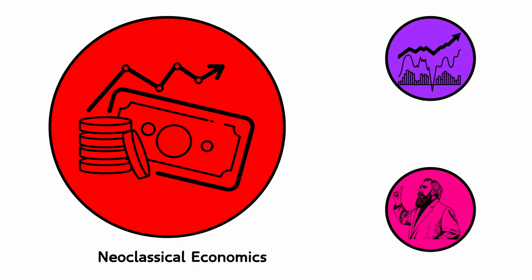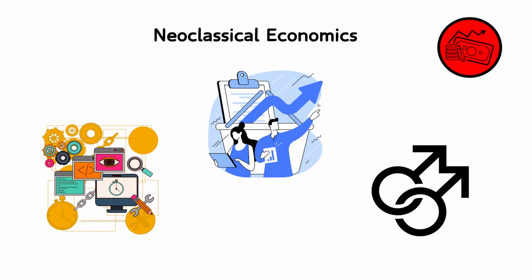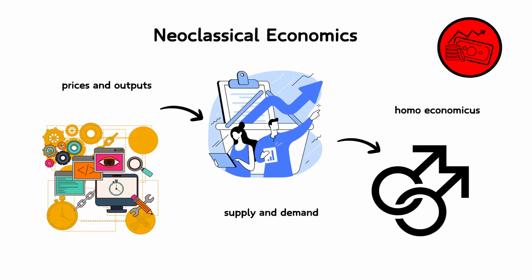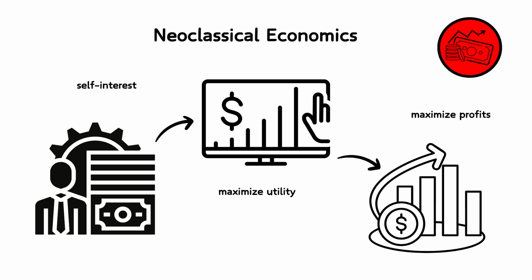Neoclassical Economics. Neoclassical economics is a development that evolved from classical economics, emerging prominently in the late 19th and early 20th centuries. This theory is characterized by its focus on how prices and outputs are determined in markets through the interaction of supply and demand. At its heart is the concept of the rational individual, often referred to as Homo economicus, who is assumed to act based on self-interest, striving to maximize utility, satisfaction or benefit, from goods and services, and firms that aim to maximize profits.